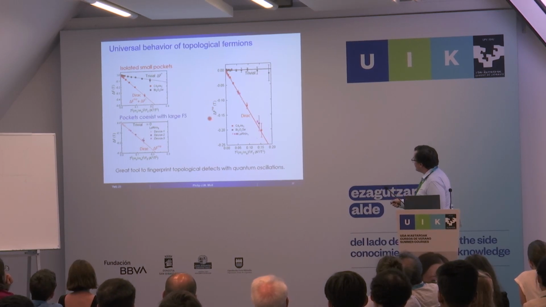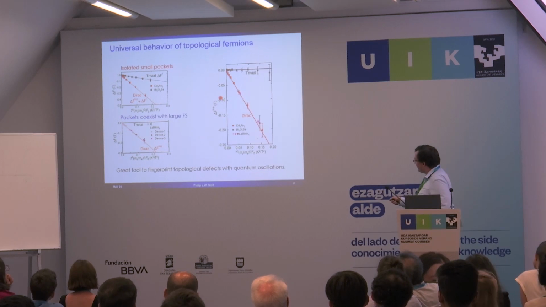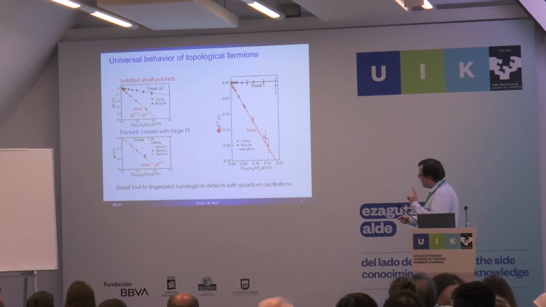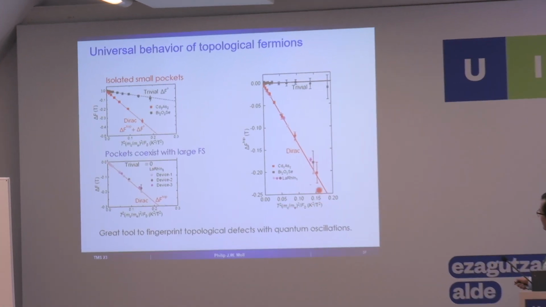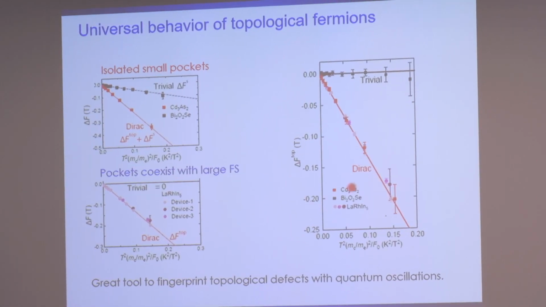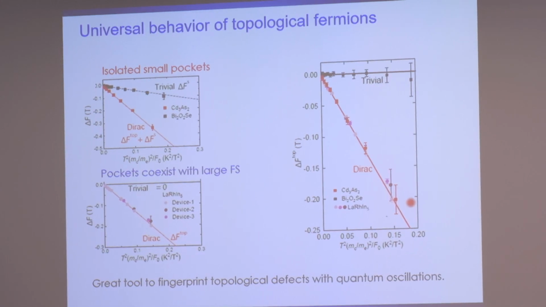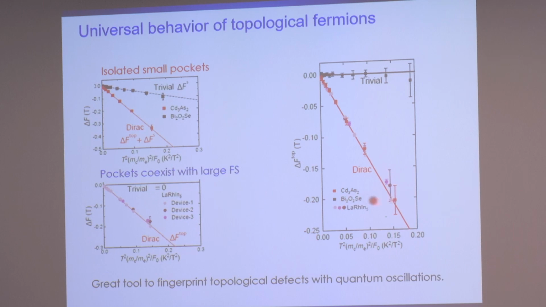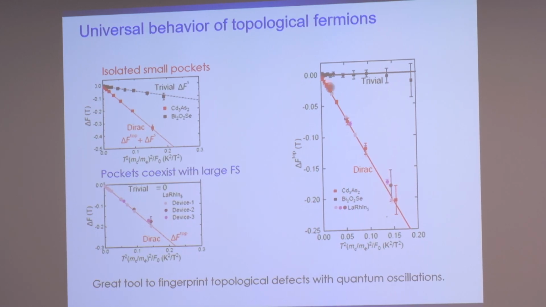So this is the topological frequency change as a function of temperature squared. And on this Dirac prediction, which is the only effect left, you find cadmium arsenide, the textbook poster child of Dirac semimetals, and lanthanum rhodium aluminum 5, the crazy stuff that we don't understand, and they all fall on the same slope.